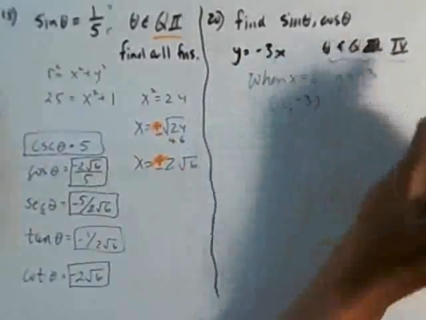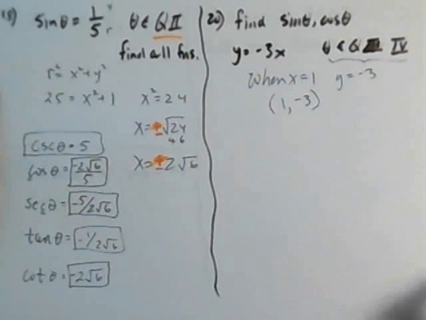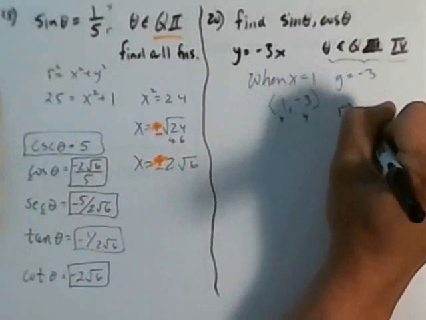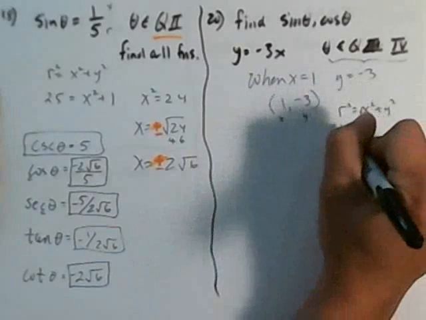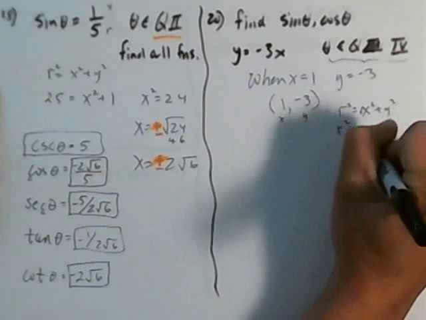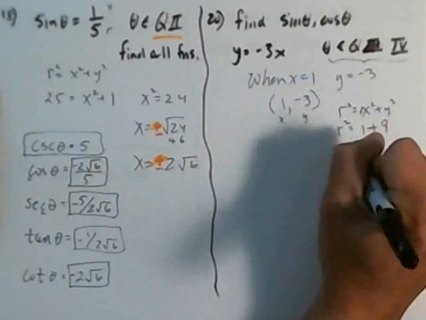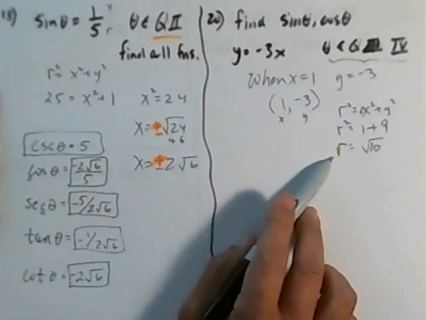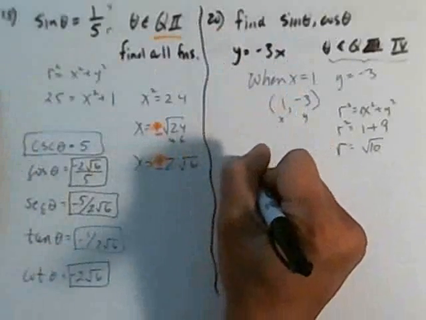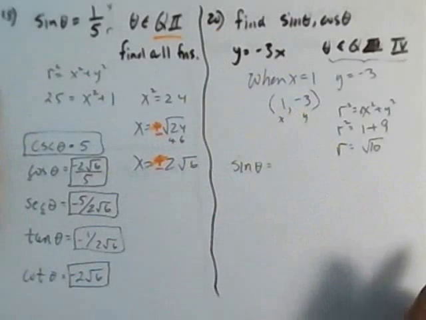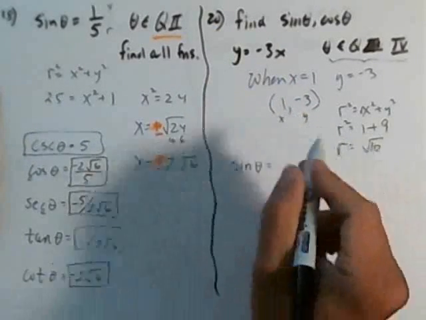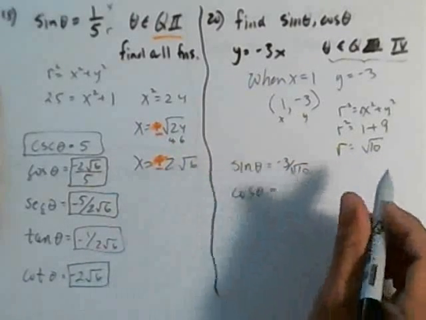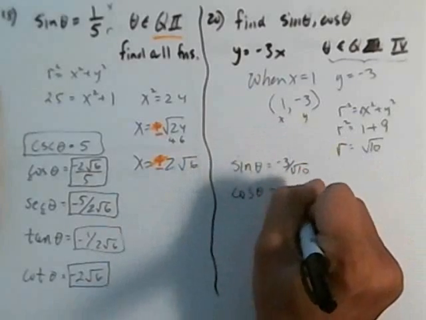So this is going to give me a condition which I have to satisfy. That's your x, that's your y, and r squared is equal to x squared plus y squared. R squared is equal to 1 squared is 1 plus negative 3 squared is 9. R is equal to square root of 10. Don't forget, the radius is always positive. Okay. You want to find the sine of that angle. Now, sine of that angle is going to be y over r, negative 3 over radical 10. The cosine of that angle is going to be x over r, 1 over root 10.